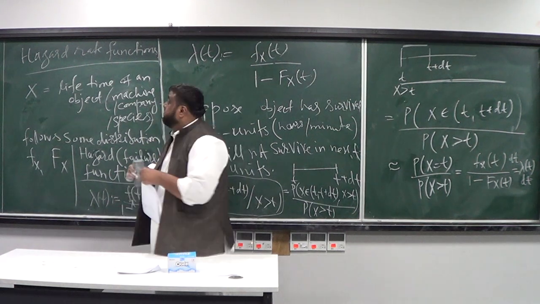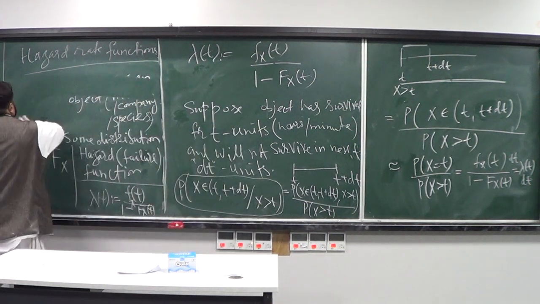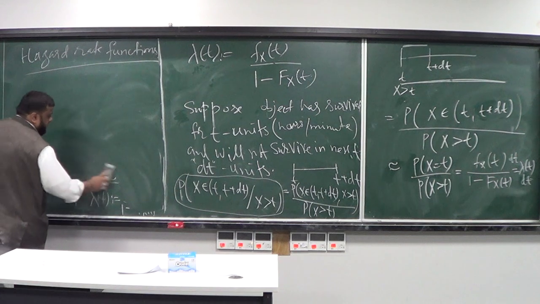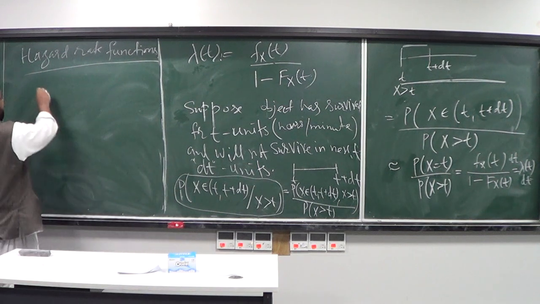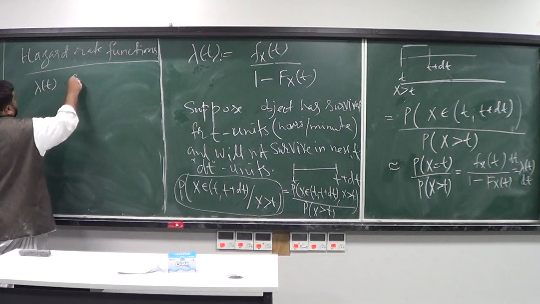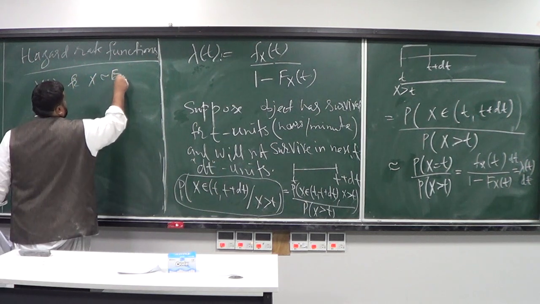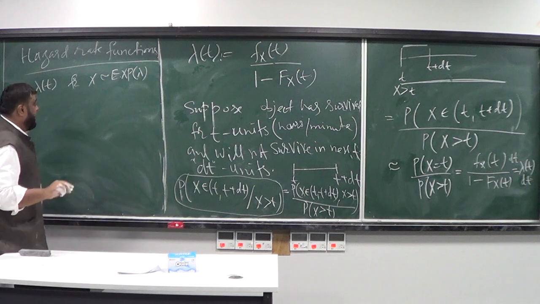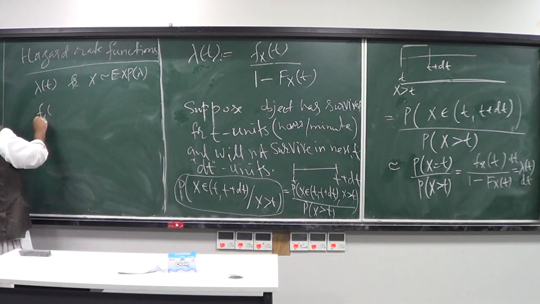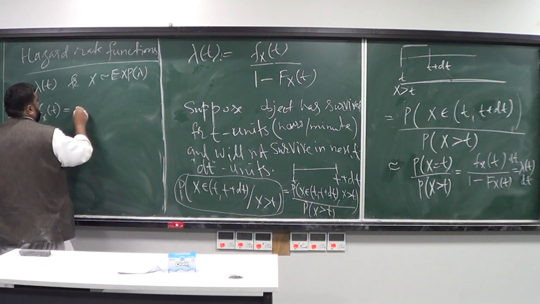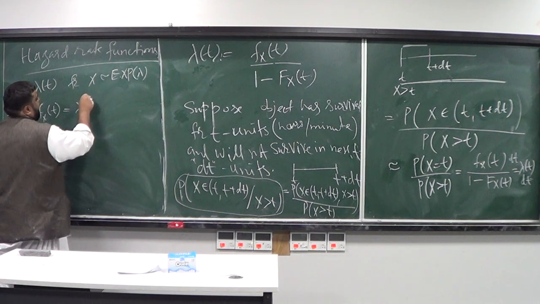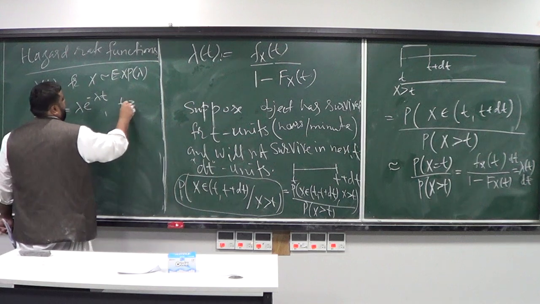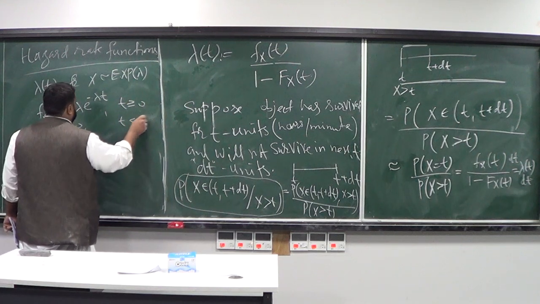So let's do an example. फर्ज कर लें कि हम exponential distribution के लिए hazard rate function compute करने की कोशिश करते हैं. So let's try to compute the hazard rate function or the failure function lambda of t for x that is exponentially distributed with the parameter lambda. अगर x exponentially distributed है with the parameter lambda, तो we know कि उसका PDF होता है, that is lambda e to the minus lambda t for t bigger than or equal to 0 and equal to 0 for t less than 0.